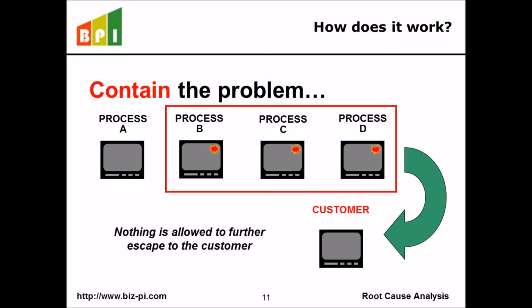First, we want to contain the problem. We want to make certain that the group or area, and in this case it's our external customer, that finds a problem does not see it again. So we put a containment around processes B, C, and D, since we're not sure which one is actually driving the issue. But we're trying to keep the problem from getting to our customer.